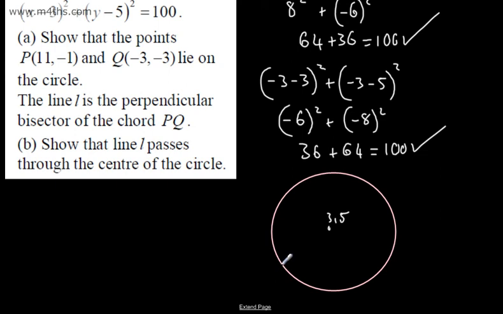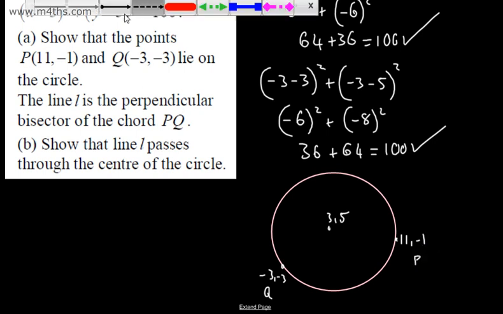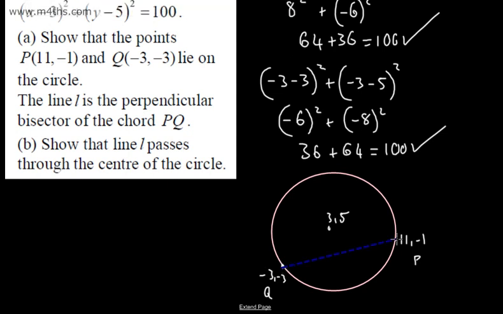So let's put negative 3 here. So that's negative 3, negative 3, and that's the point Q. And then we've got 11, negative 1. So if I put that just here, so 11, negative 1. It looks something like this. Again, it doesn't have to be massively accurate. So what we're looking for now is the following. If we have a chord, and remember a chord is just a line that goes from circumference to circumference, but doesn't pass through the centre like a diameter. All I'm going to do is a perpendicular bisector of this and show that it goes through the centre.